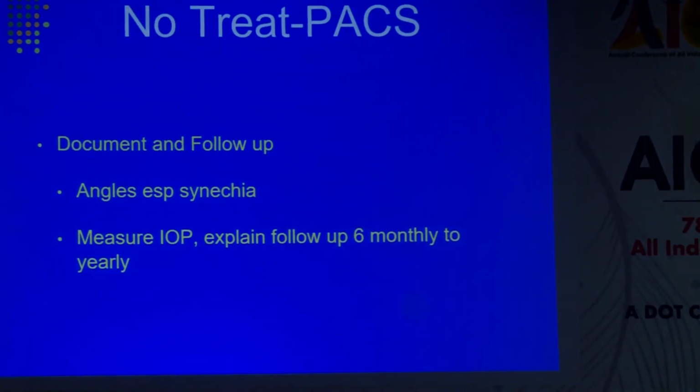If you are deciding not to treat, document and follow up. Follow-up is very, very important. Document the angles, especially for any synechiae, measure the intraocular pressure, explain the follow-up, and ensure that the patient comes regularly to you. You can decide on a 6-monthly to yearly follow-up, and then decide at what stage you need to treat.